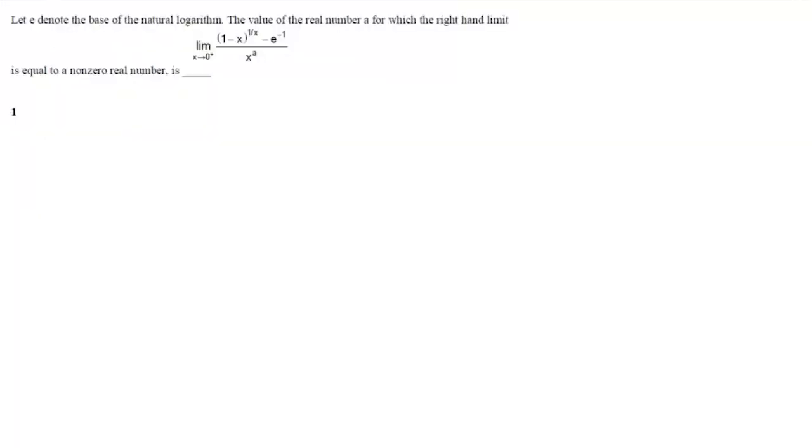Now here the question is, if e denotes the base of natural logarithm, then the value of real number a for which the right hand limit x tends to 0 positive, (1 minus x) to the power 1 by x minus e to the power minus 1, upon x to the power a, is equal to a non-zero real number. Now we'll solve this question using expansion.